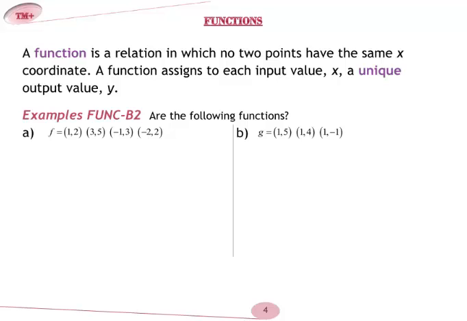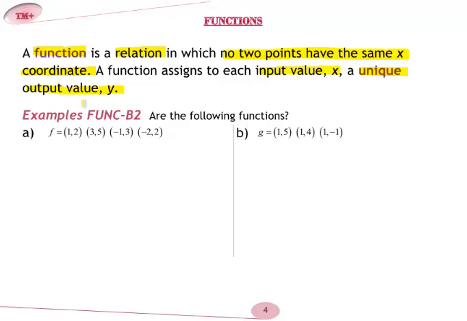Now, we just looked at relations. Let's look at a function. A function is a relation, but it's a relation where no 2 points have the same x coordinate. What that means is a function assigns to each input value x a unique output value y. So every x value has a different y value.